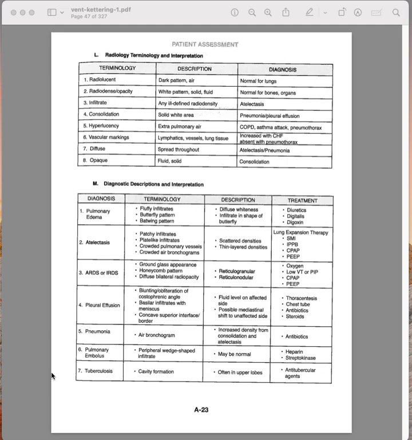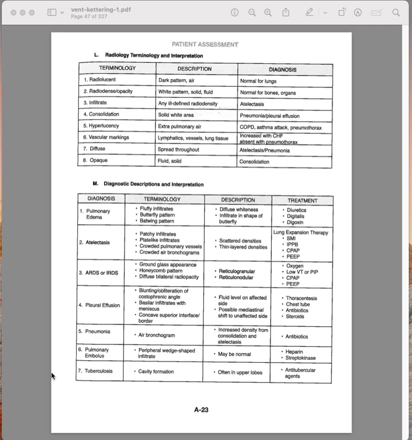Diagnosis for pleural effusion. Terminology would be blunting, obliteration of the costophrenic angle, basilar infiltrates with meniscus, concave superior interface border. Description would be fluid level on the affected side, possible mediastinal shift to the unaffected side. Treatment would be thoracentesis, chest tube, antibiotics, steroids.